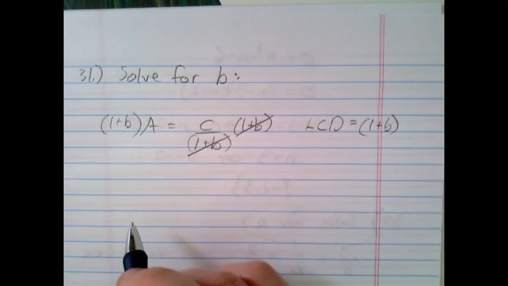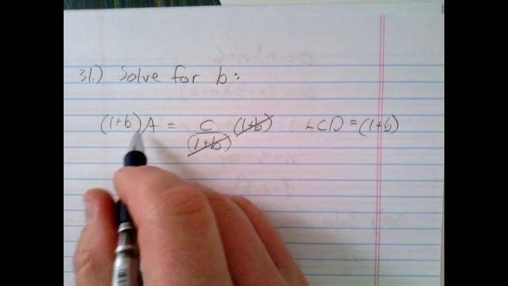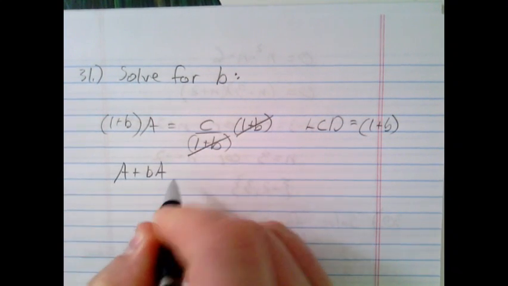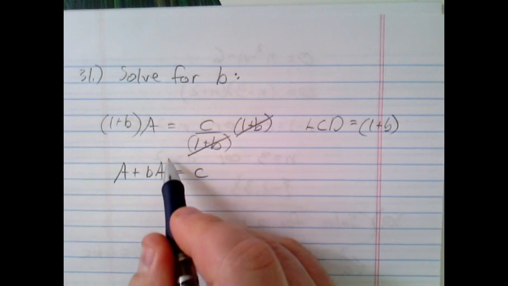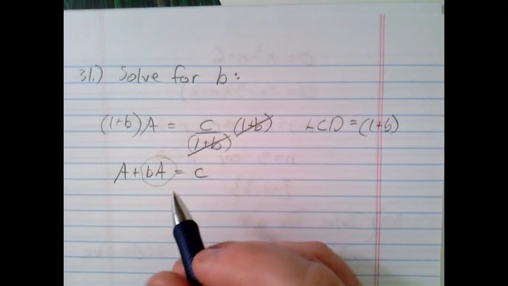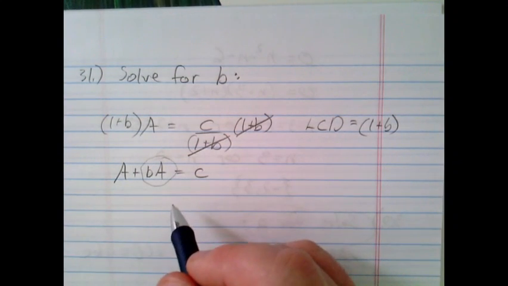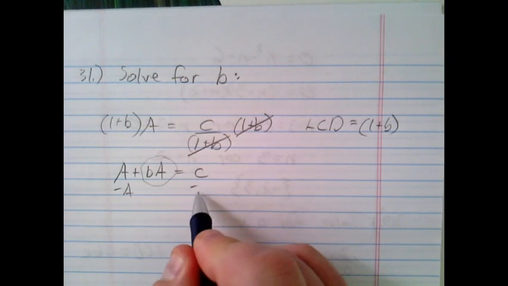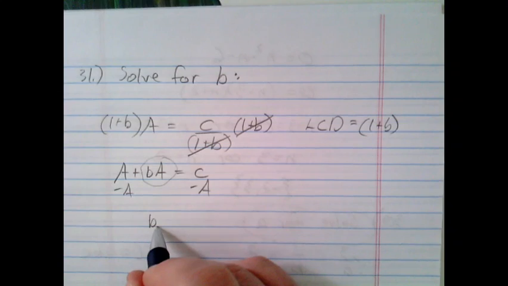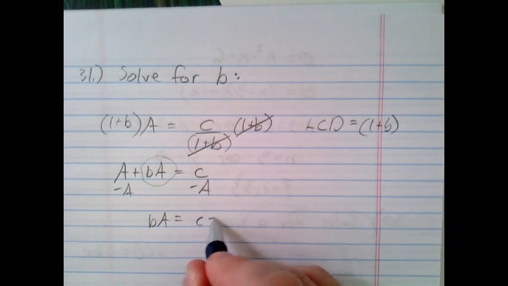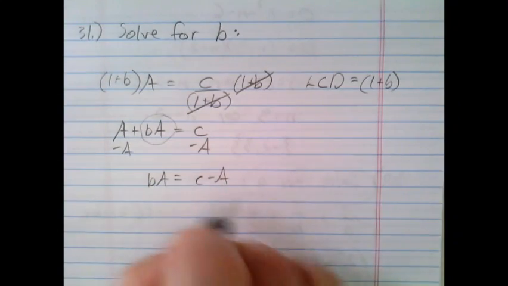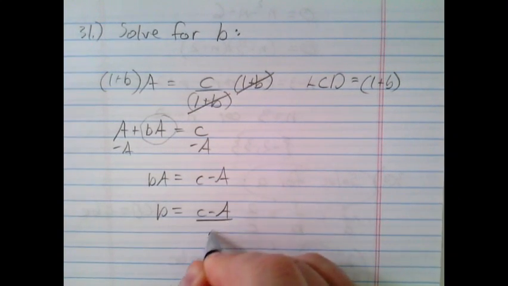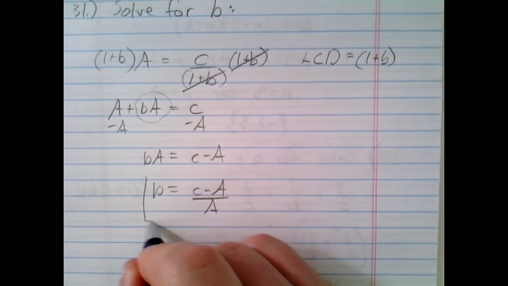Now on the left-hand side, I can go ahead and multiply this out and have A plus bA equals C. And at this point, it should be fairly straightforward to see how we would solve for b. We just want to isolate it. So I'll subtract A from both sides of the equation and get bA equals C minus A, and then I'll just divide by A. And that would be my answer.